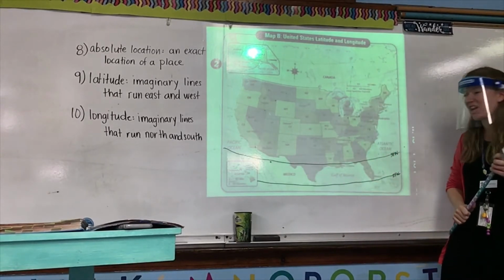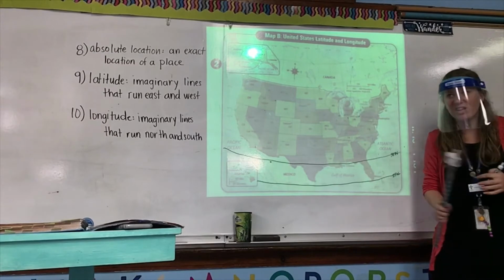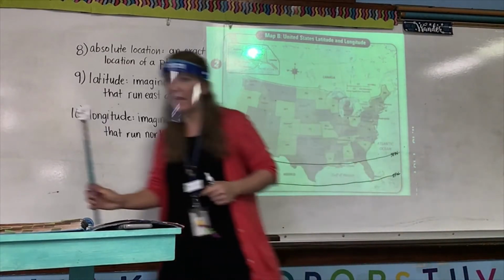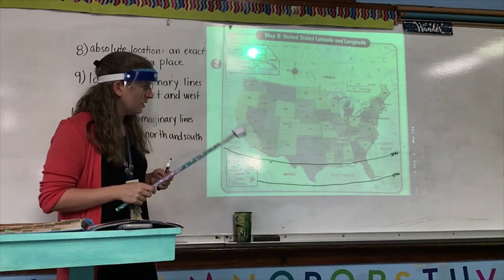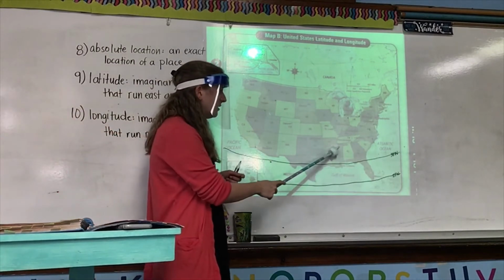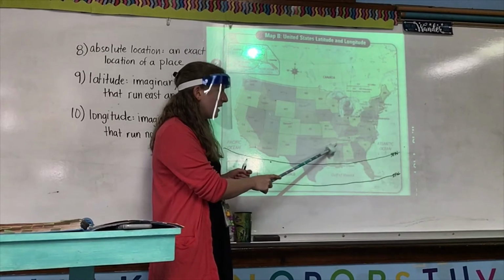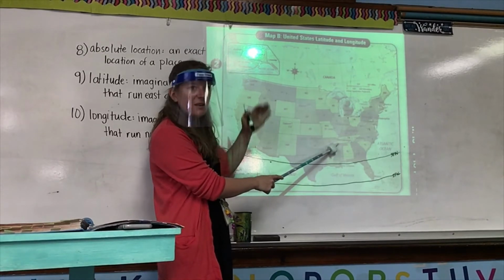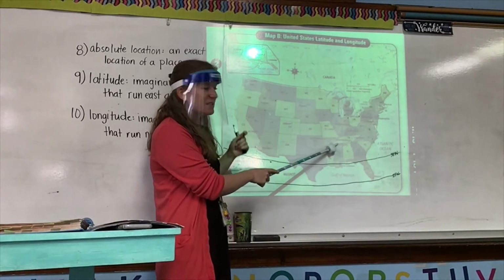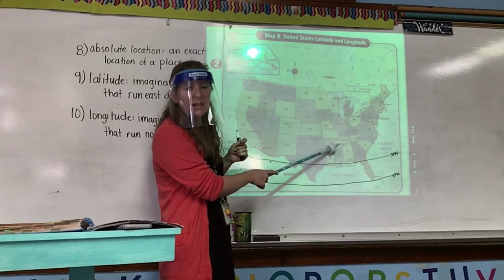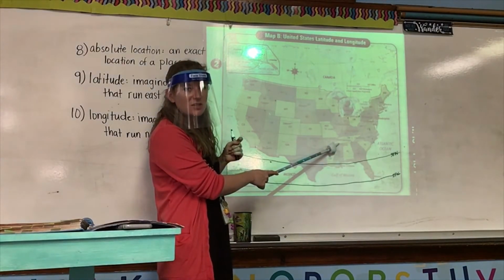So find Memphis. Memphis falls on a line of latitude. Find the line of latitude that is closest to Memphis and follow it all the way to the edge and tell me, Memphis is on what degree, what line of latitude?